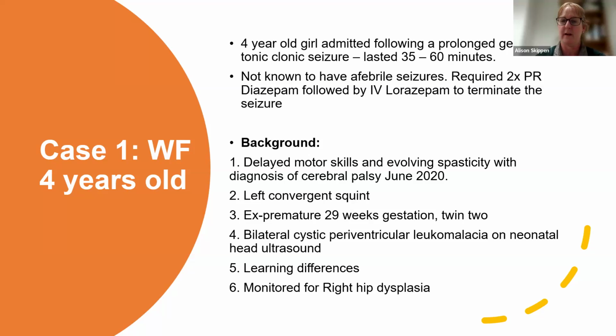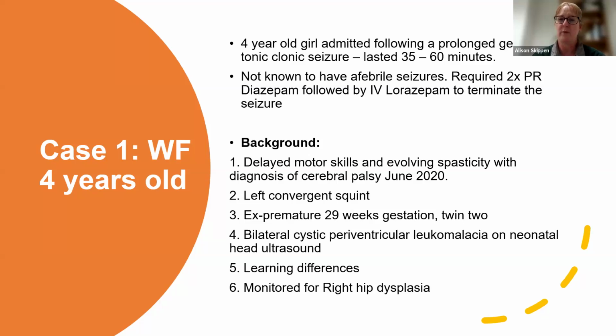delayed motor skills, evolving spasticity with diagnosis of cerebral palsy in June 2020. And then she had a left convergent squint. She was premature, born at 29 weeks gestation, and she was one of twins. And then she also had bilateral cystic periventricular leukomalacia, PVL, on neonatal head ultrasound, and she had learning difficulties, and she was being monitored for right hip dysplasia.